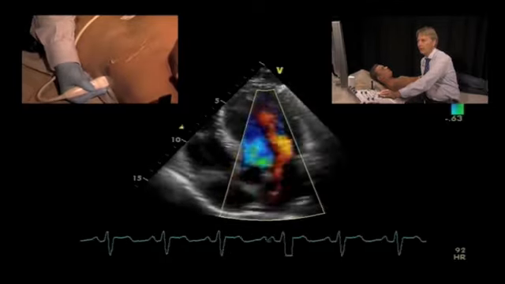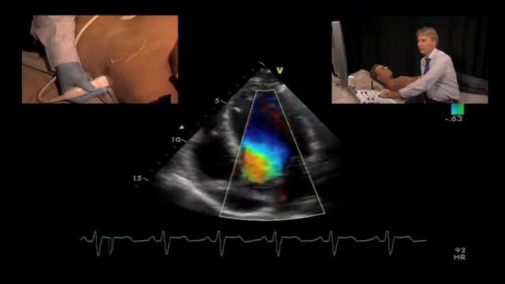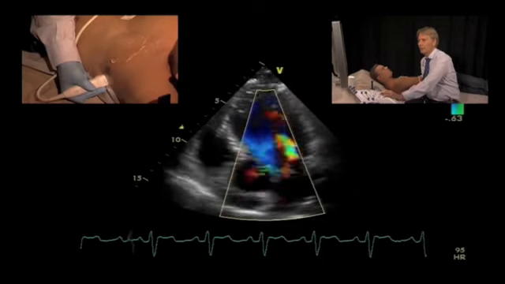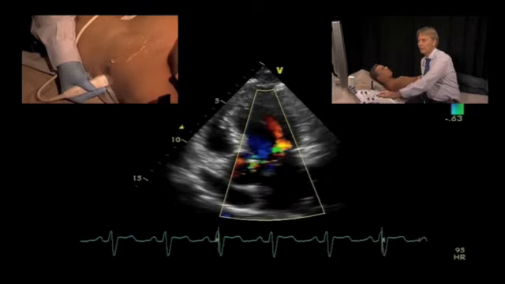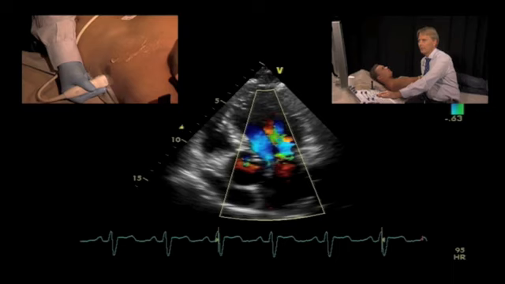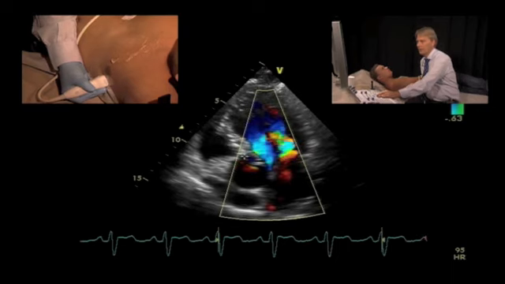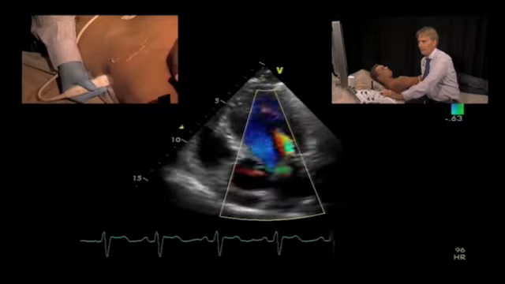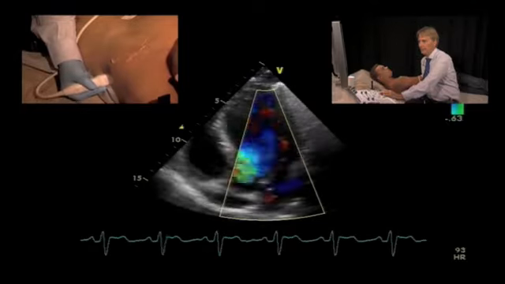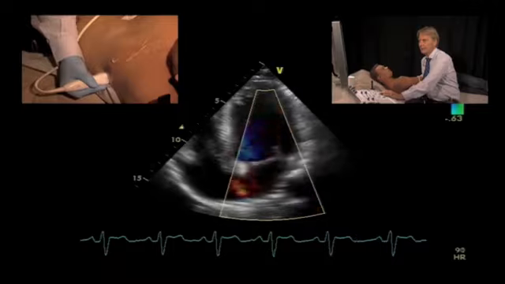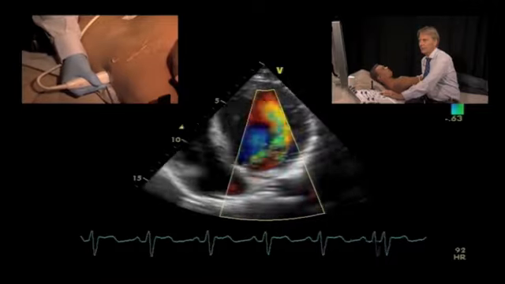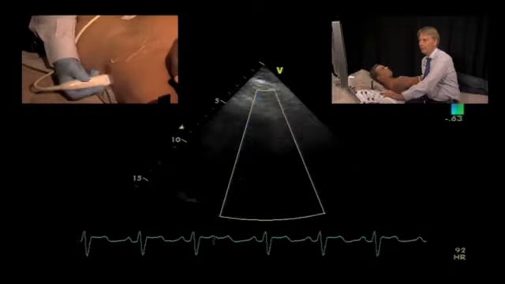There's a lot of color there because he also has elevated forward flow through the aortic valve. But we do see the flow convergence zone right here. This is the flow convergence zone. You can see it better here. And we also see that the jet is eccentric and it mixes with the inflow from the mitral valve.